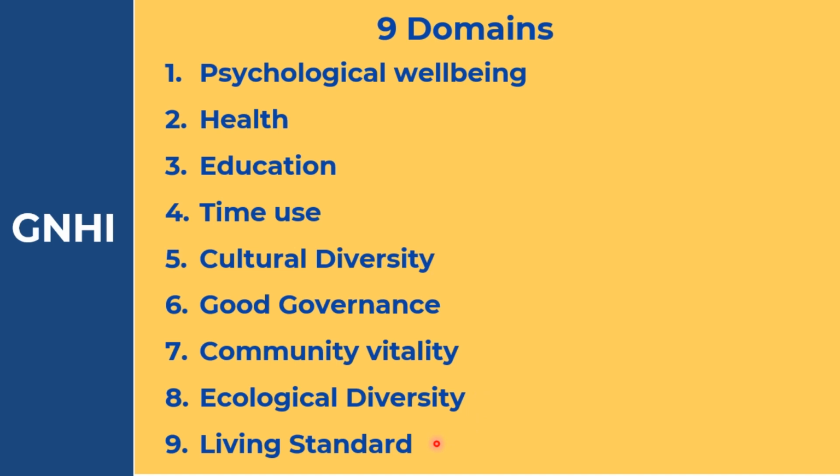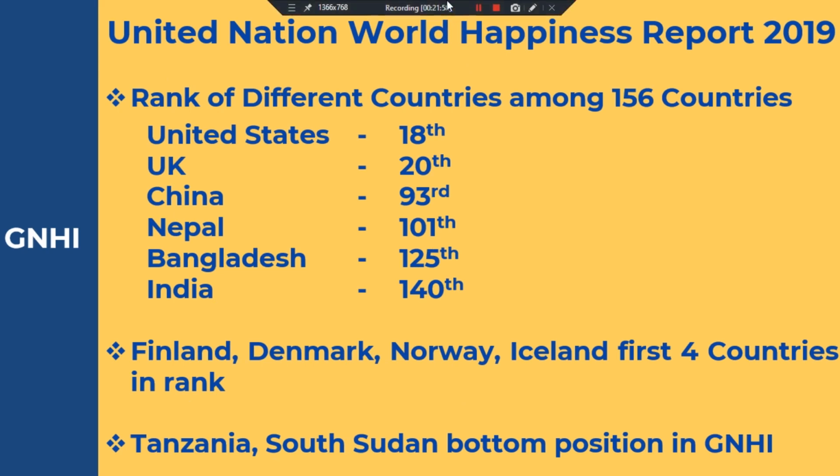Now we will see the current scenario of the gross national happiness index of different countries of the world. As per the United Nations World Happiness Report 2019, the gross national happiness index is calculated for 156 countries. Out of 156 countries, India's rank was 140th. In the earlier year, 2018, India's rank was 133rd. In the year 2016, India's rank was 118th. Now recently, our rank among 156 countries is 140th.